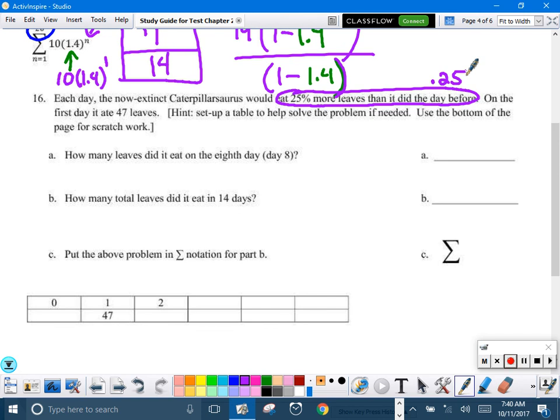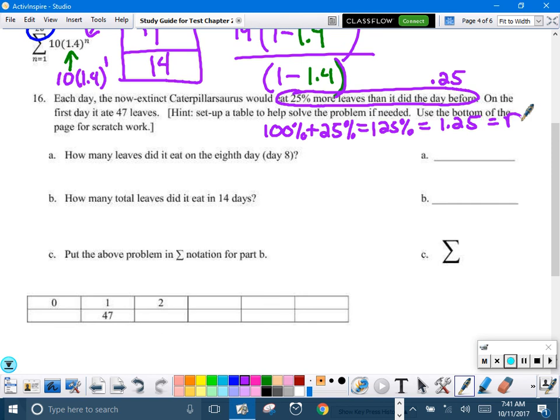Now, if it's eating more leaves, that means it's got to eat more than 100% of what it ate. So if you think about this, okay, it's eating 25% more leaves than the day before. So it eats 100% of what it already ate, plus it's eating another 25%, which is 125%. So the decimal that we're going to need for that is going to be 1.25. That's going to be the R, the ratio. Again, it's eating what it ate the day before, plus it's eating more leaves.